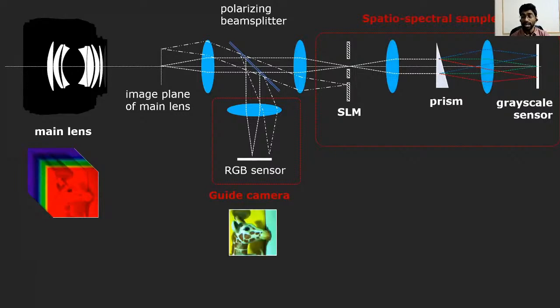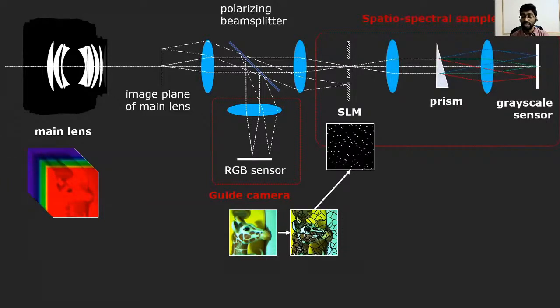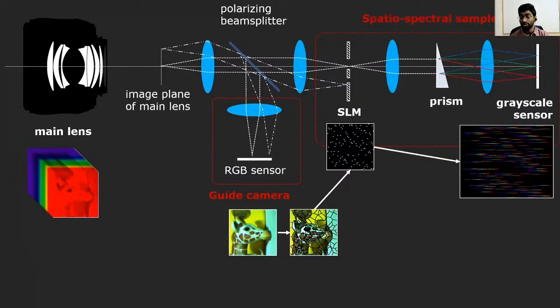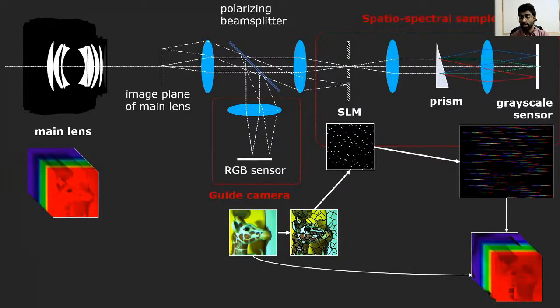First, the RGB or the guide camera captures a color image of the scene, which is used to build superpixels. These superpixels are then utilized to generate a mask that is then loaded onto the modulator. The grayscale sensor then captures a spatio-spectral image of the scene's hyperspectral image modulated by the mask, giving rise to a sparse set of non-overlapping spectra. The spectra are then fused along with the guide image to compute the full hyperspectral image, giving rise to high spatial resolution from the guide image and high spectral resolution from the spectral measurements. All of this just requires one extra adaptive step, implying that we can achieve video rate measurements without compromising any resolution.